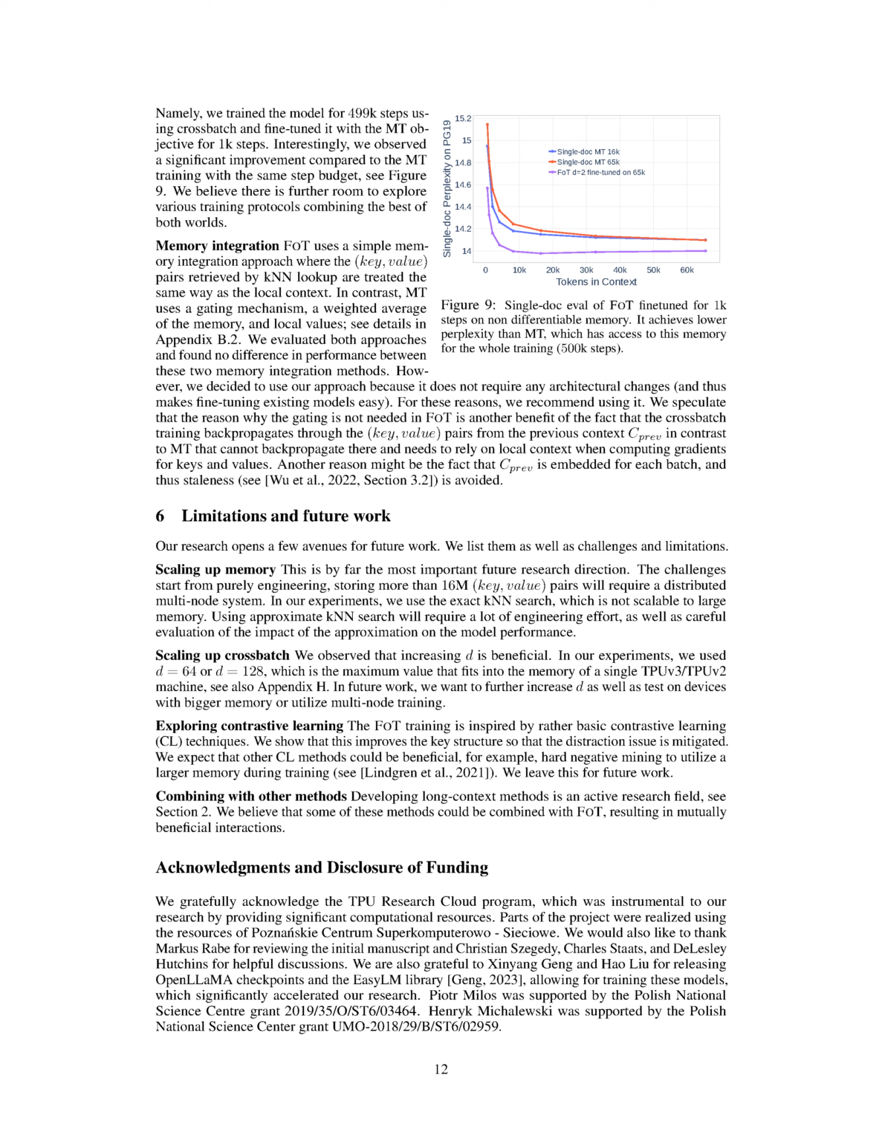performance. Increasing crossbatch size. We found that a larger D value is beneficial. In our tests, we used D values of 64 or 128, which is the maximum that a single TPU-v3 or TPU-v2 machine's memory can handle. In future research, we aim to increase D further and test on devices with larger memory or use multi-node training.